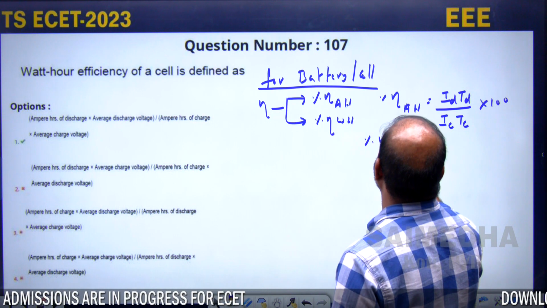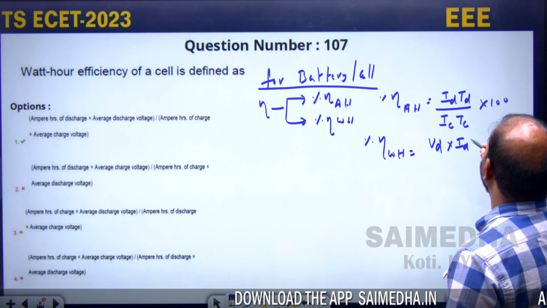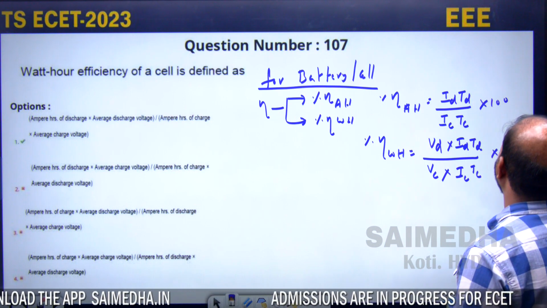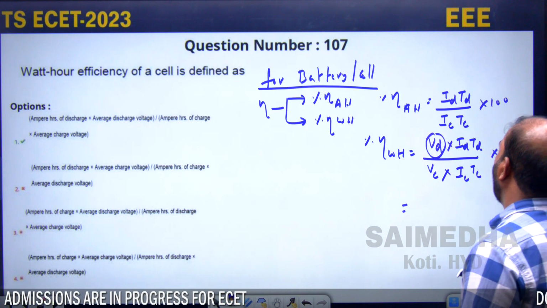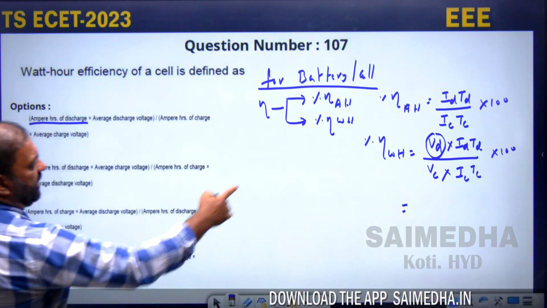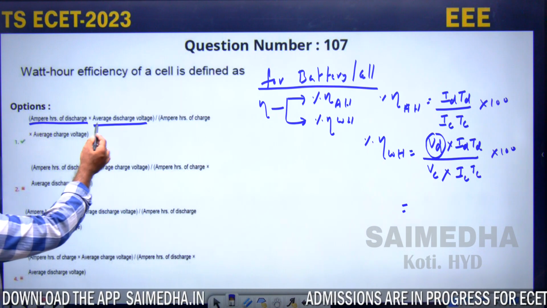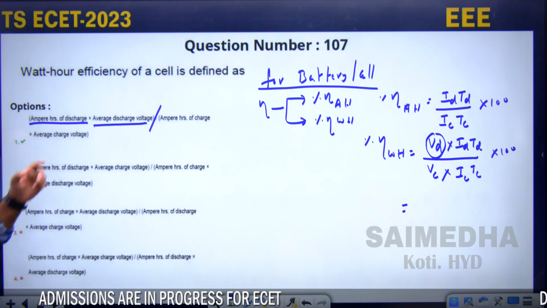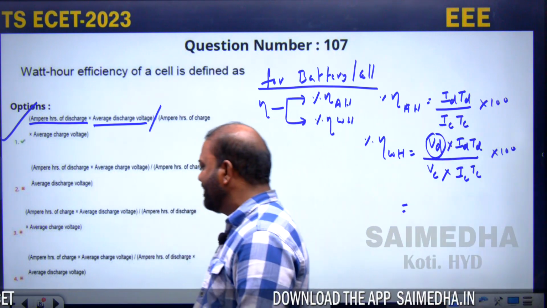Then what about watt hour efficiency? Watt hour efficiency is equal to VD, the average discharge voltage, into discharge ampere hours, ID into TD, by the average charging voltage VC into charge ampere hours, IC into TC, into 100. As clearly mentioned in option 1, ampere hours of discharge, ID into TD, into average discharge voltage VD, divided by ampere hours of charge, IC into TC, into average charge voltage VC. So option 1 is the right answer. Always ampere hour efficiency is greater than watt hour efficiency.